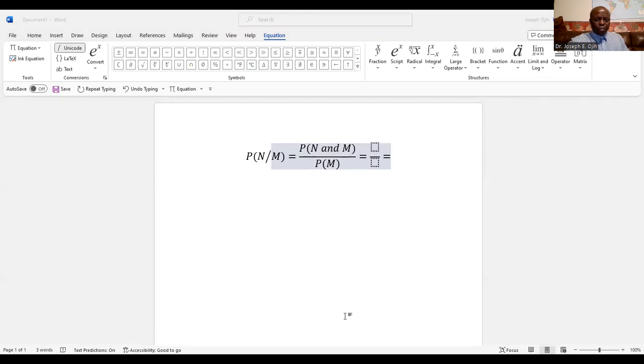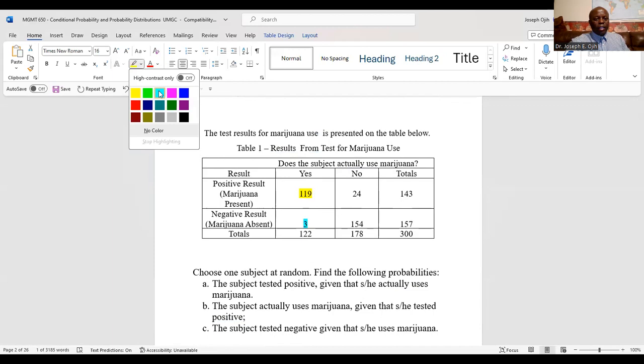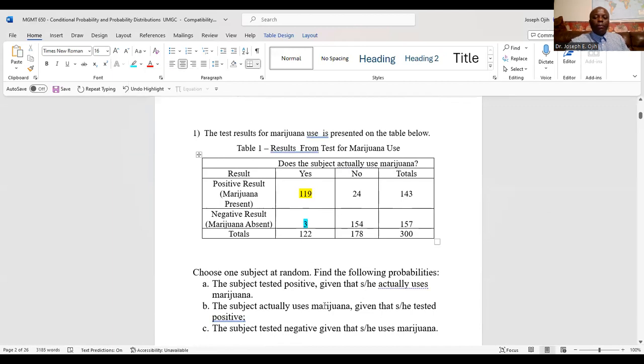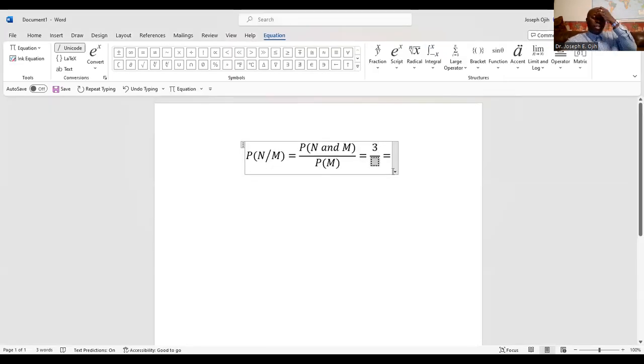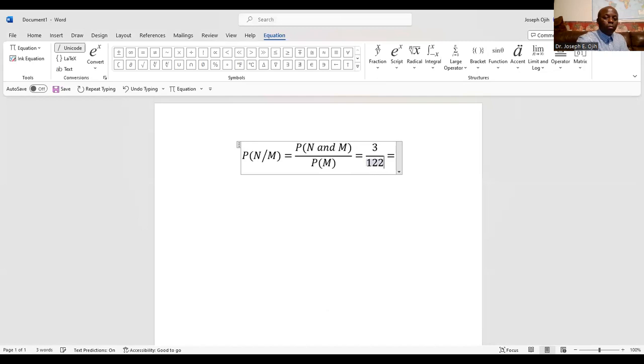Negative. Look at the negative results here. Negative, the whole of this column, and the row for uses, which is yes. It's 3. So the negative result and uses intersection is 3. So 3 at the top, divided by the probability that they use marijuana. For uses marijuana, you can see it right here, yes again, which is this row, 1, 2, 2. 122.